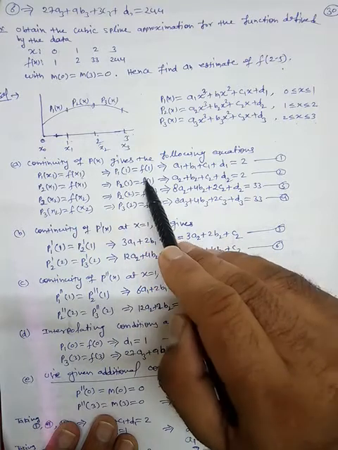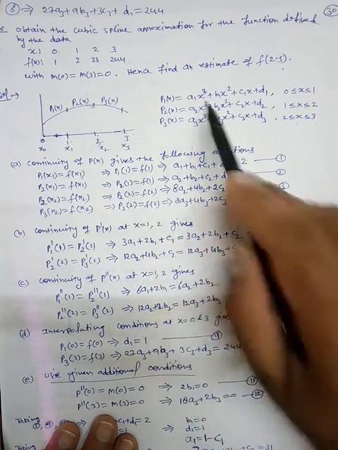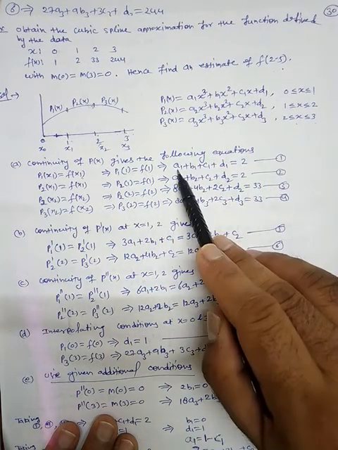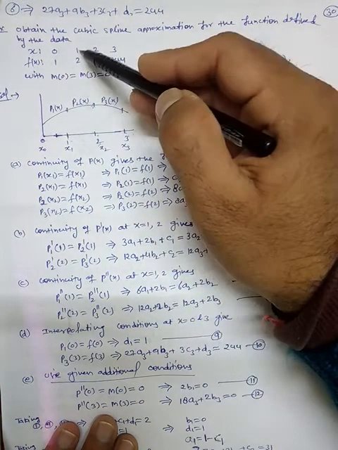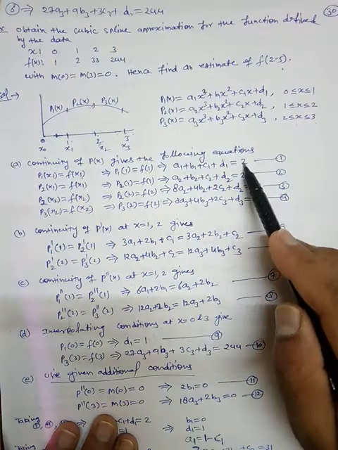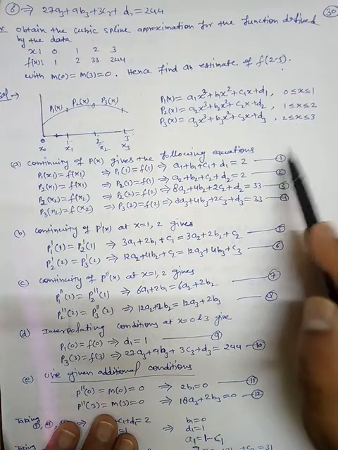So P1 at 1 is equal to f of 1. P1 at 1 means just put x equal to 1 here. So we get a1 plus b1 plus c1 plus d1 is equal to f of 1. And from here f of 1 is 2. So 2. This is the first equation.